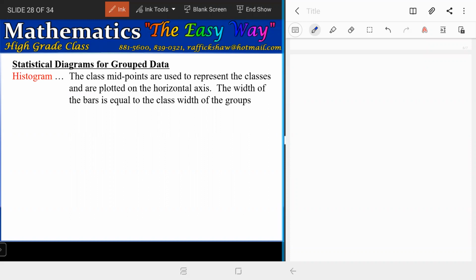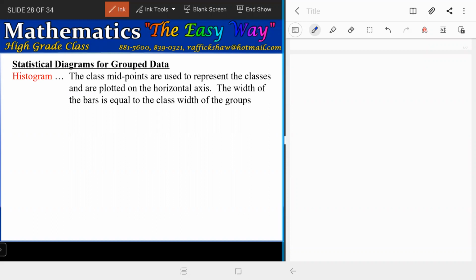0.5, sir. We call those the boundary values. Good. The bars of the histogram are joined side by side at the boundary values. That's a key thing to remember. The bars go from boundary value to boundary value and join side by side at the boundary value. And then the height of the bars is the frequency.